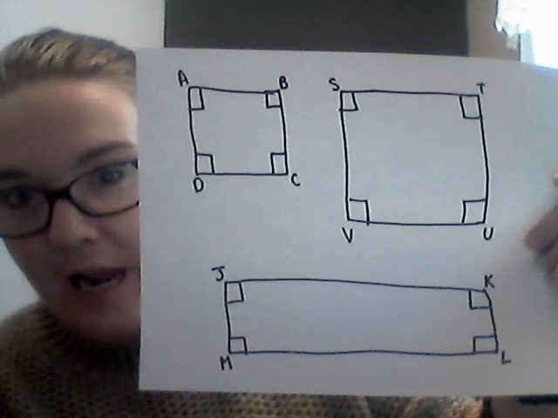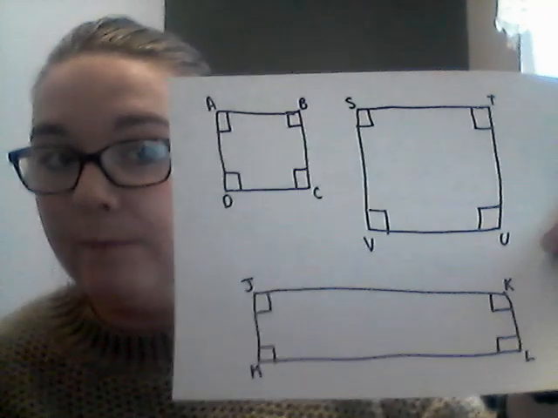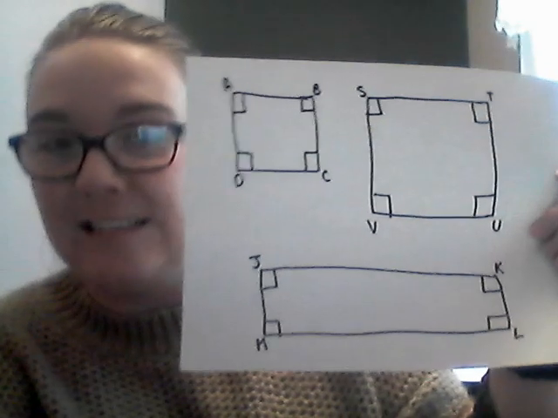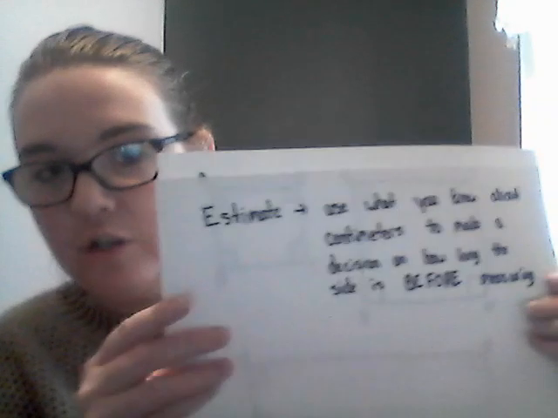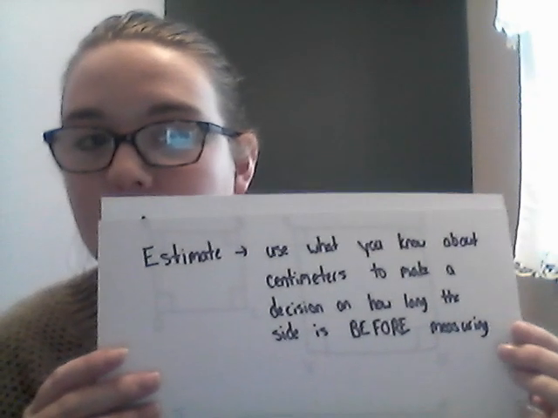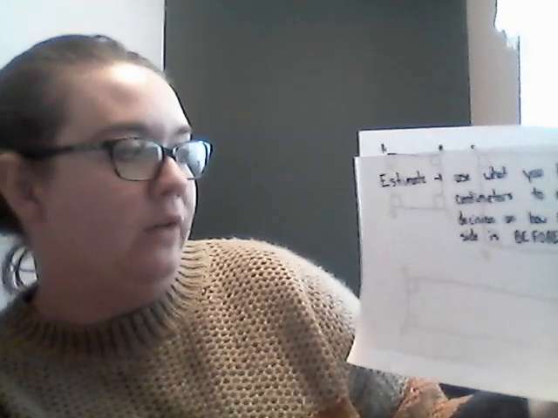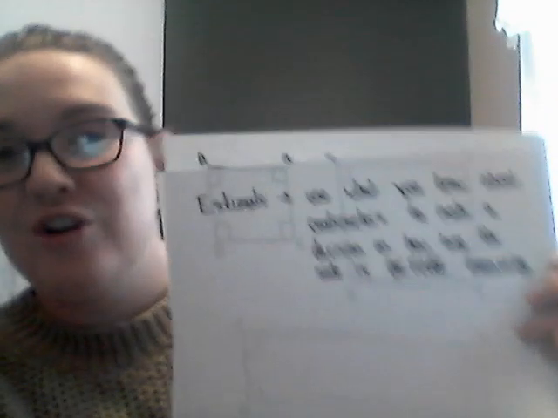All right, now that you're back, we're going to talk about what it means to estimate and to measure, because today in your workbook, they're going to ask you to estimate and measure. So when we have squares or rectangles or any figure, and we want to know how long each side is, what we need to do is we need to measure it. But sometimes you might be asked to estimate first. And if you're asked to estimate, that means that they want you to use what you know about centimeter lengths to make a decision on how long the side is before you measure it, okay?